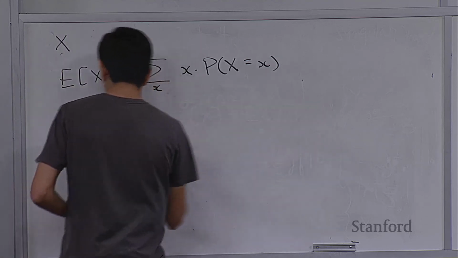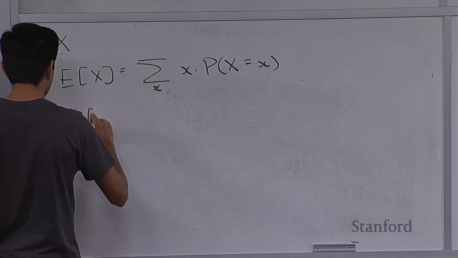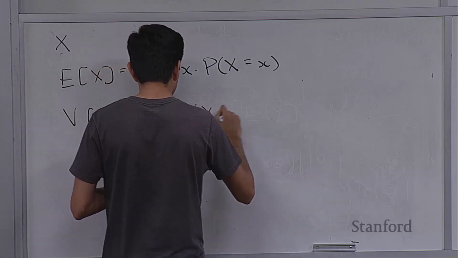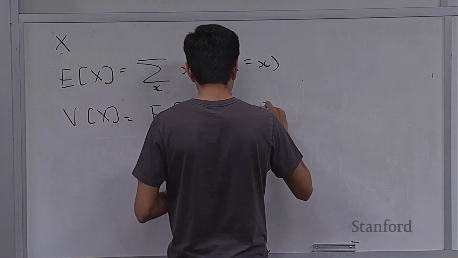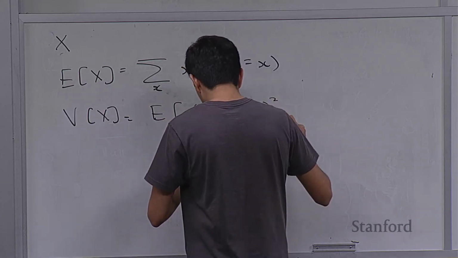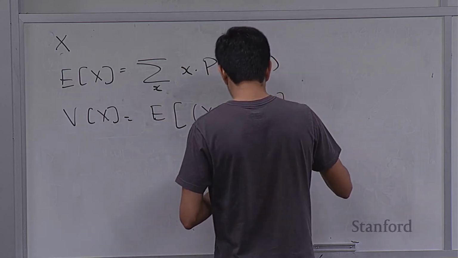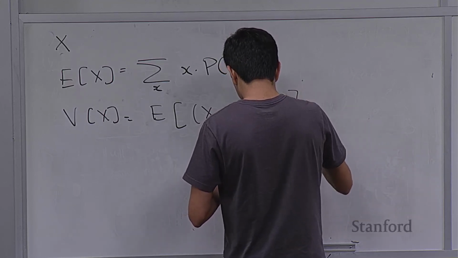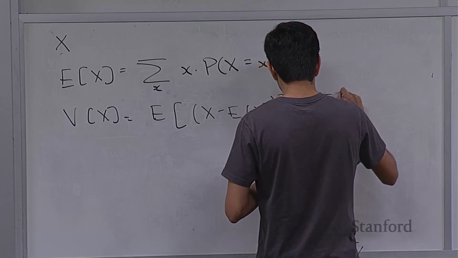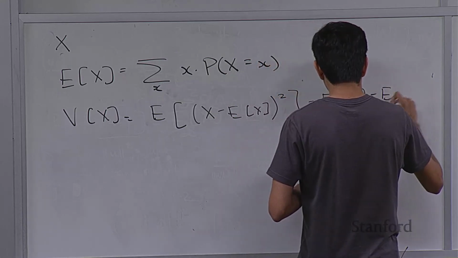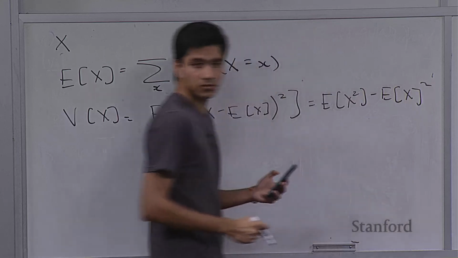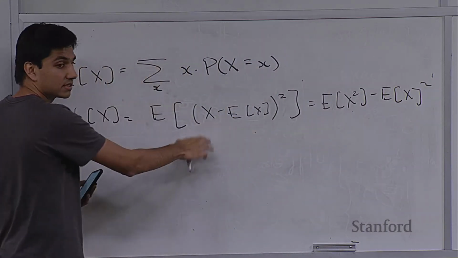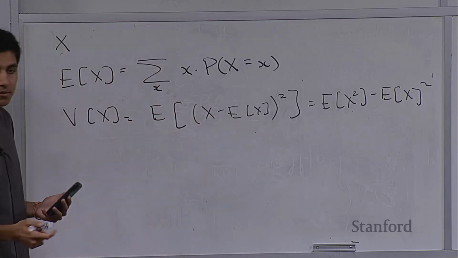The variance of a random variable, V of X, is the expectation of this quantity, squared, which we can also, this is a little messy, let's write that again. We can also write as E of X squared minus E of X squared. This follows directly from this. If you just expanded this and simplified, you would get this. There's no complicated math happening there.